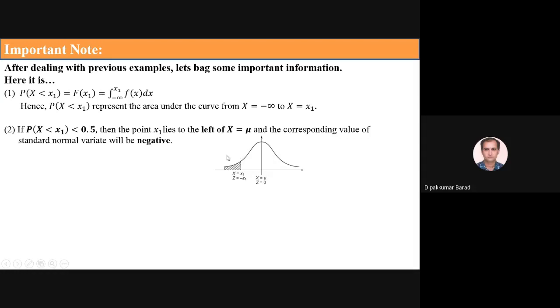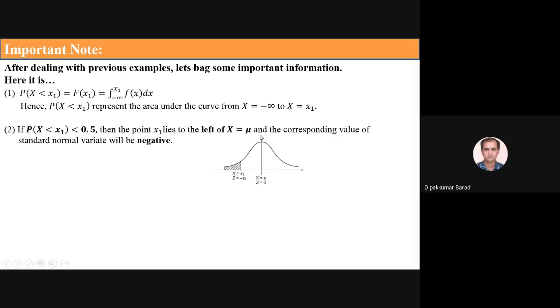But see here, I get P of x less than x1, which is less than 0.5. Less than 0.5 means we get a point anywhere between 0 and minus infinity. So I get z, or x, which is less than 0, negative. So whenever P of x less than or equal to x1 is less than 0.5, then your x1 is negative. In a similar way, you look for a standard normal variant.